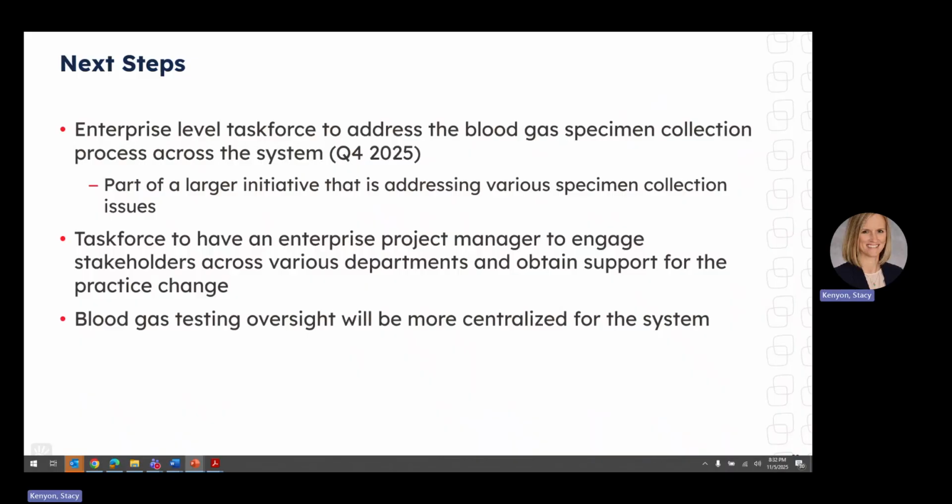Additionally, we are going to take steps to centralize oversight of blood gas testing across the system, as having such decentralized oversight likely has allowed for these preanalytical problems to persist for much longer. So hopefully next year I can be back and describe how these next steps actually led to a reduction in our blood gas specimens that had air contamination.